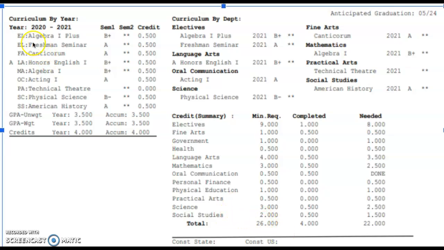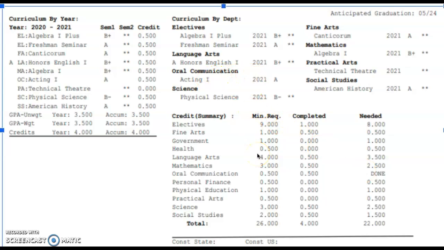Okay, so up here, remember we talked about EL, FA, some of these letters. Those are the types of credits that they count for. So here's Algebra 1 Plus. It's an EL, which is an elective. So up here under electives, it lists Algebra 1 Plus. So that's a way to kind of tell what type of credits those are. So OC is Acting 1. Remember that student finished her oral communications, and there it is listed.